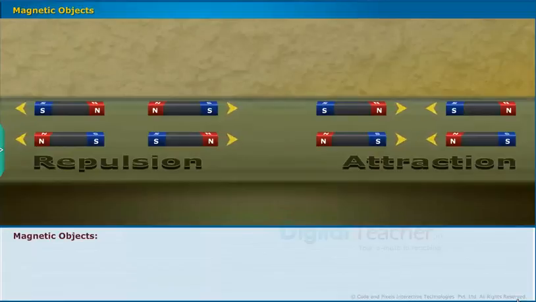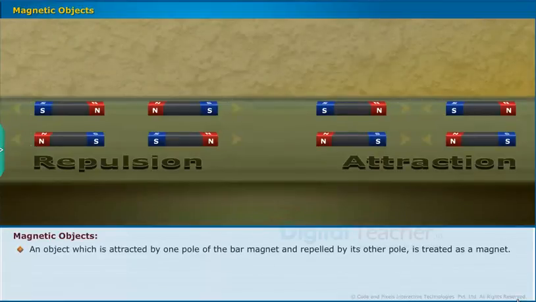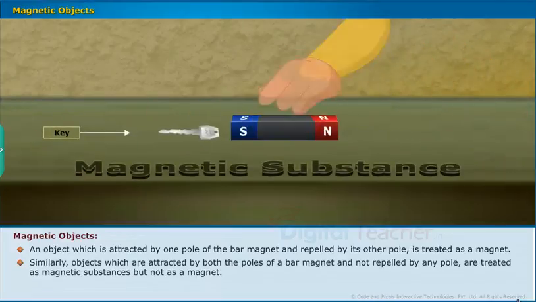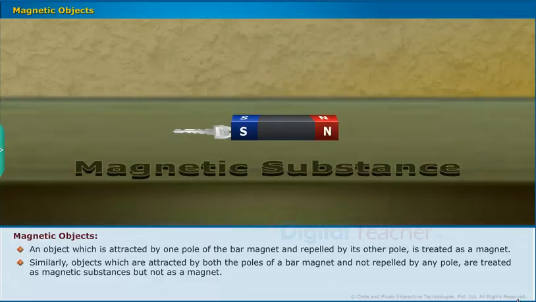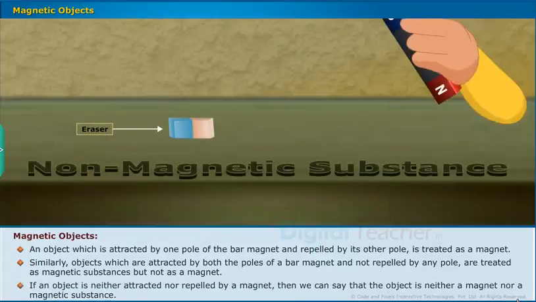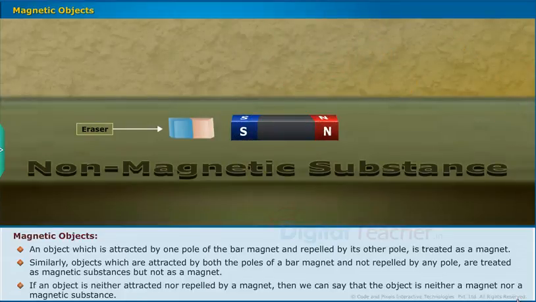Magnetic objects. An object which is attracted by one pole of the bar magnet and repelled by its other pole is treated as a magnet. Similarly, objects which are attracted by both the poles of a bar magnet and not repelled by any pole are treated as magnetic substances but not as a magnet. If an object is neither attracted nor repelled by a magnet, then we can say that the object is neither a magnet nor a magnetic substance.